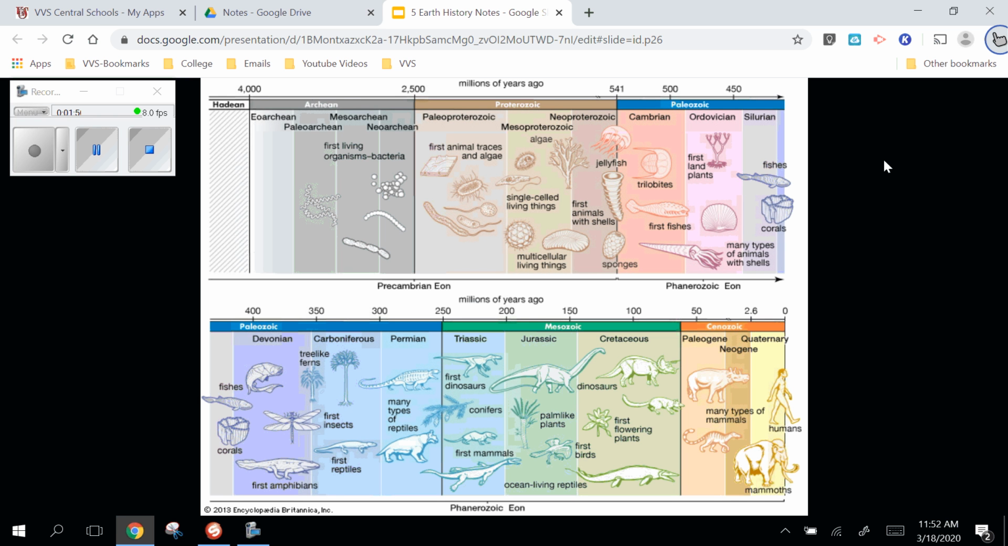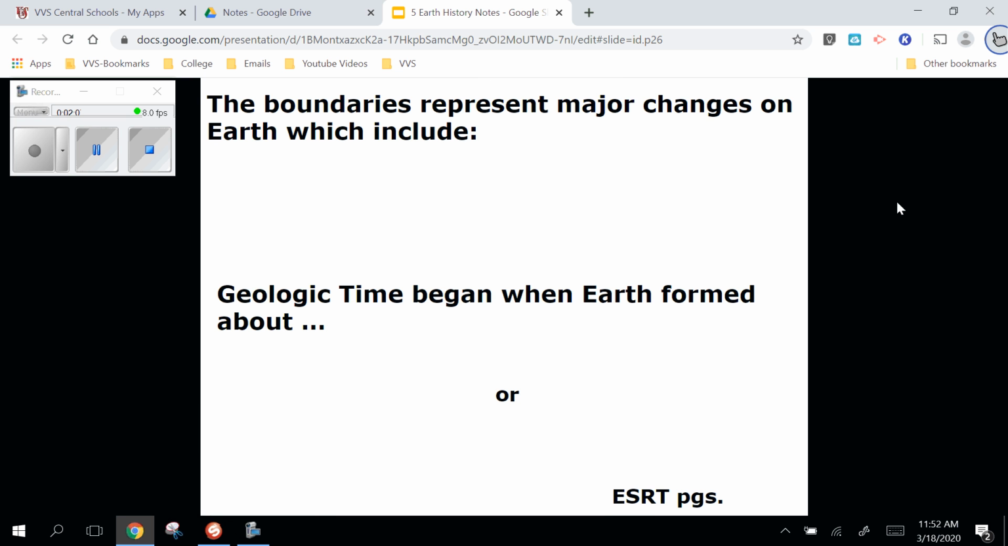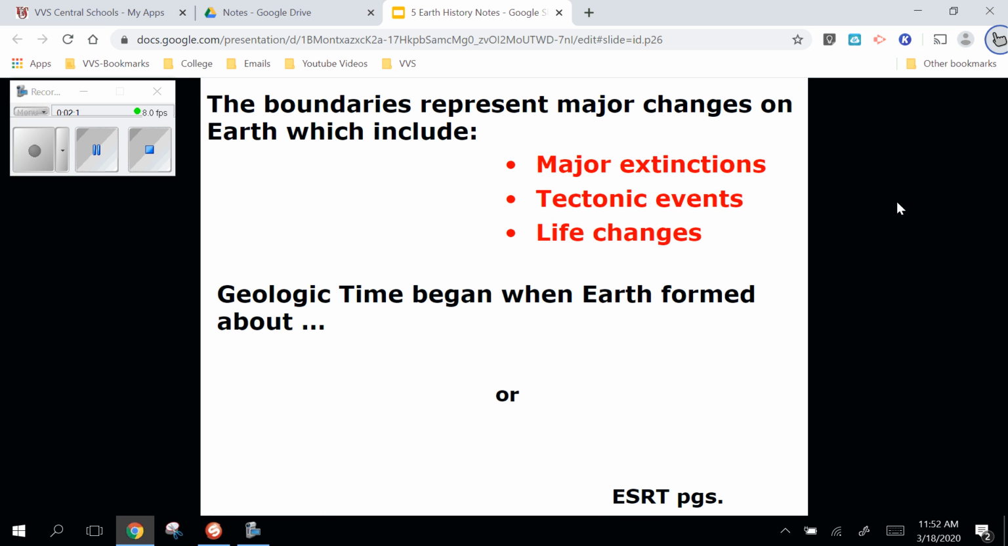Okay, moving onward. This shows the progression of life. Right around there is the Cambrian explosion. You can see back here, 4 billion years ago, 4.6 billion is when the Earth began. These are all our simple organisms, and from here all the way up to here are our more complex organisms. Those boundaries separating those time frames are marked because those were times when there were major extinctions, big tectonic events like oceans opening and mountains being built, and major evolutionary changes.